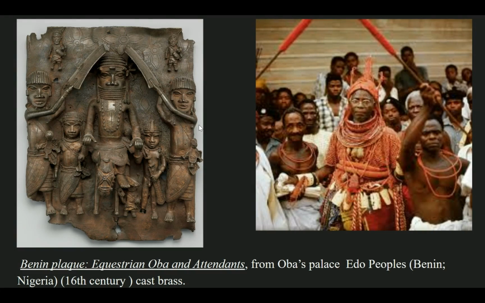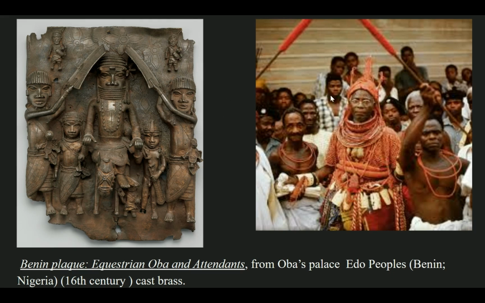Okay, so we are looking at the wall plaque of the Oba and his attendants. So the Oba is the king. This was ripped off the interior of the Oba's palace. This is of the Edo peoples. Again, this overlaps into the current political boundaries of Benin and Nigeria. 16th century cast brass. So remember, our medals are reserved for royalty. And so what we're seeing is a depiction of royalty.